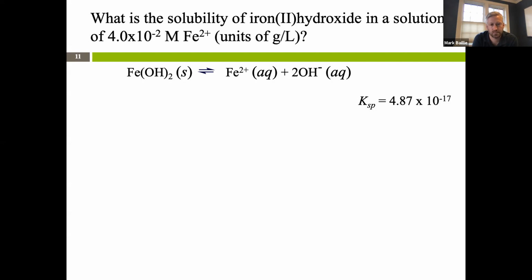Thoughts? What would be the same and what would be different if we started, instead of with 0 for iron in solution, maybe with a solution of iron nitrate or something? So we already had some iron in there. How would that impact this reaction? Would it make it more soluble, less soluble? And then how would we calculate that?